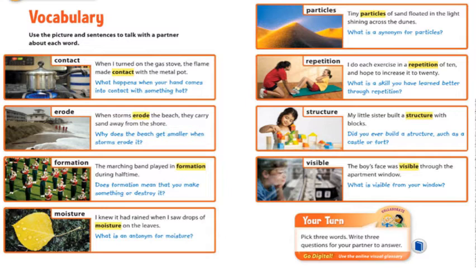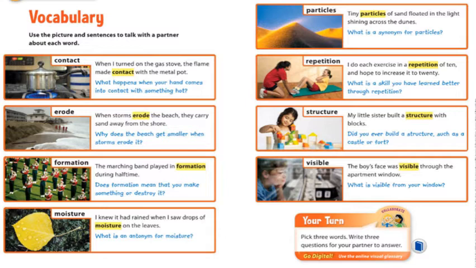The second word, erode. When storms erode the beach, they carry sand away from the shore. Okay, when we have a big amount of water on the beach, what does the beach do? The waves touch the beach. They move to a high distance. Okay, and when they go back, what do they do? They erode with them some sand. They take with them, as if they wash away.